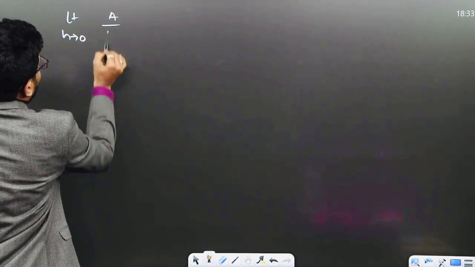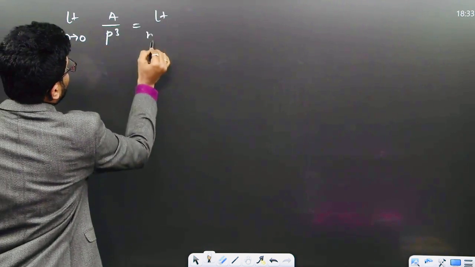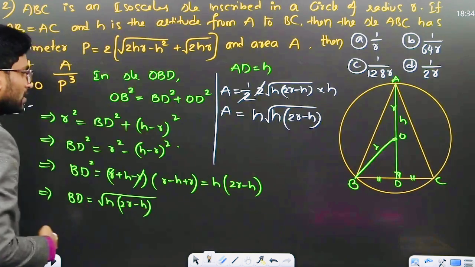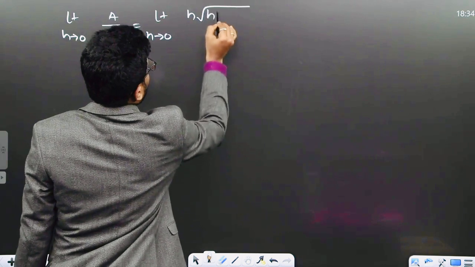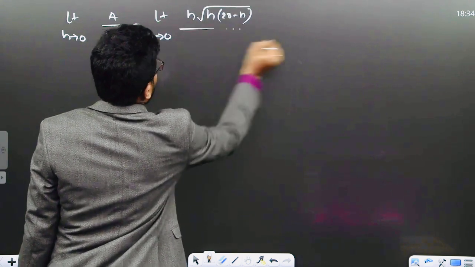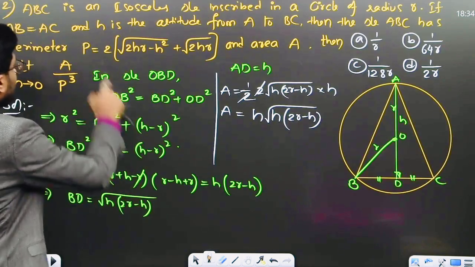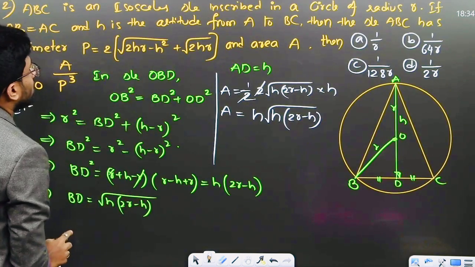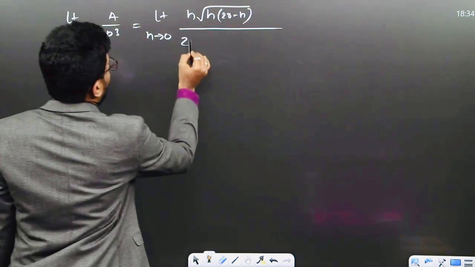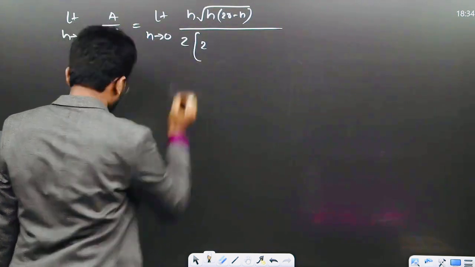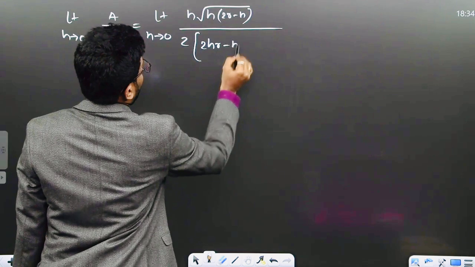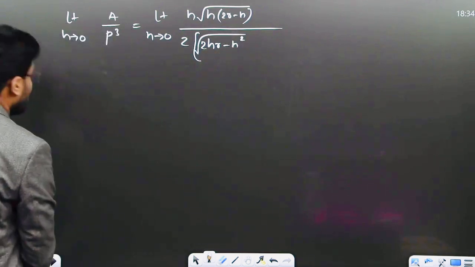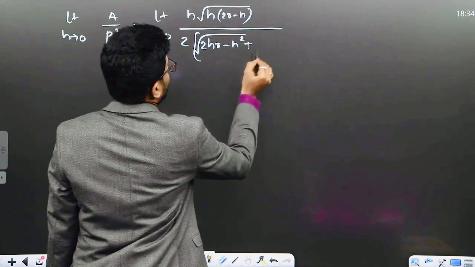Limit H tends to 0 of capital A divided by P cube, which is equal to the limit as H tends to 0. What is capital A? H times square root of (2R minus H), divided by, what is P, guys? P is 2 of (root of 2HR minus H square plus root 2HR).